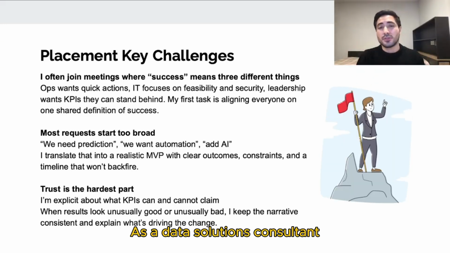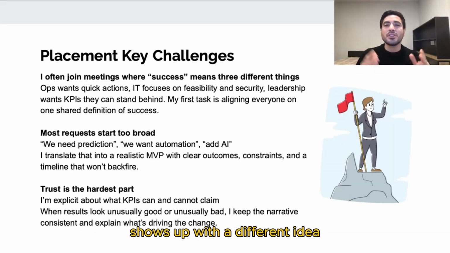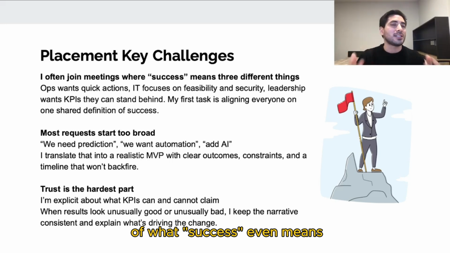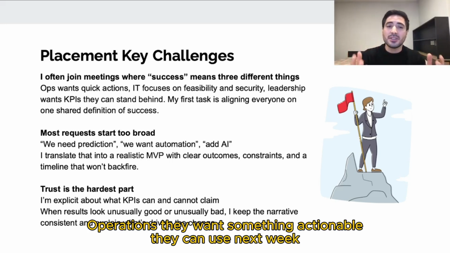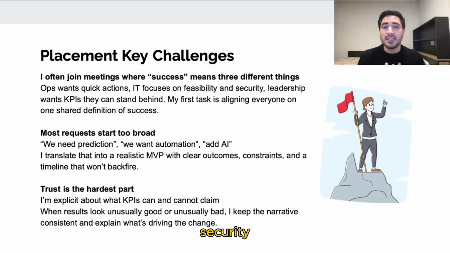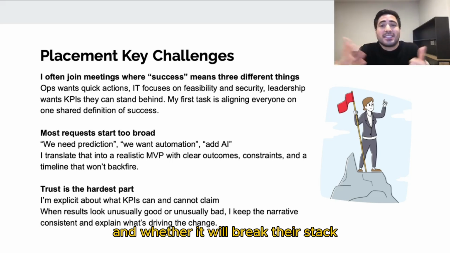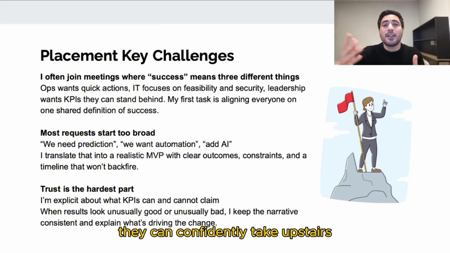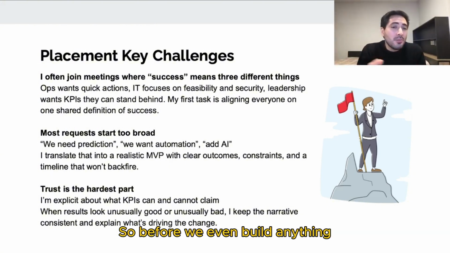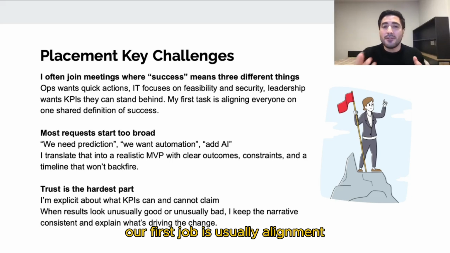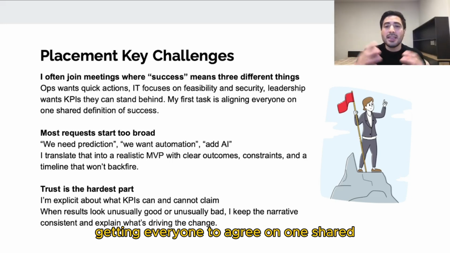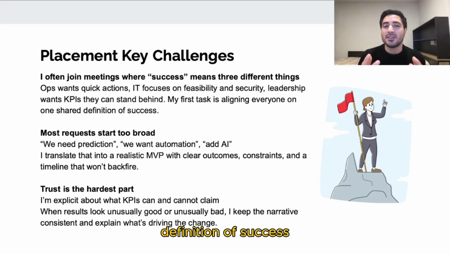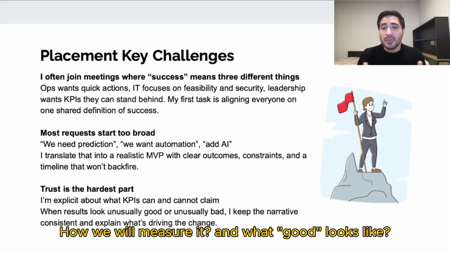As a data solutions consultant, one of the biggest challenges is that everyone shows up with a different idea of what success even means. Operations, they want something actionable they can use next week. IT cares about feasibility, security, and whether it will break their stack. And leadership, they want clean KPIs and a story they can confidently take upstairs. So before we even build anything, our first job is usually alignment, getting everyone to agree on one shared definition of success. What we're solving, how we'll measure it, and what good looks like.